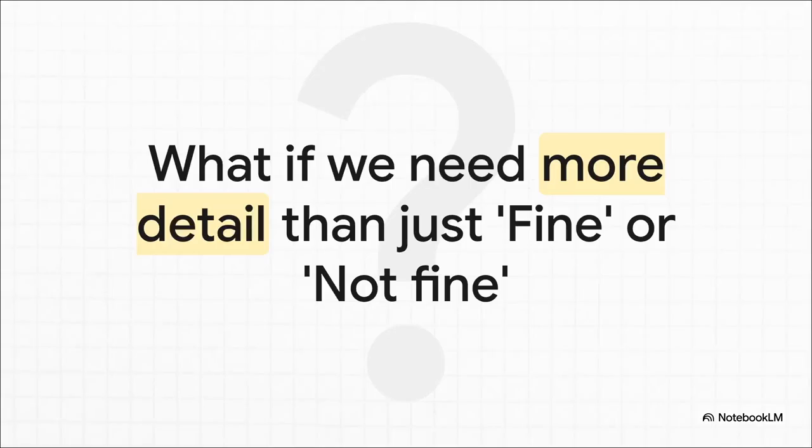Exactly. Because life is rarely that simple, is it? Not fine is way too vague. It could mean it's cloudy or rainy, or maybe it's even snowing. All of a sudden, our neat little one-bit system just isn't cutting it anymore. It can't capture the real world.